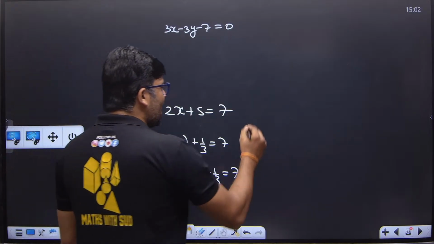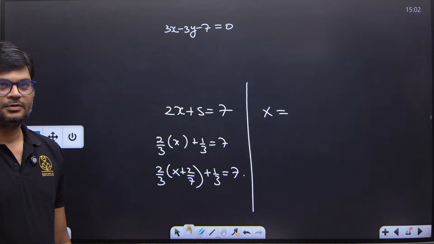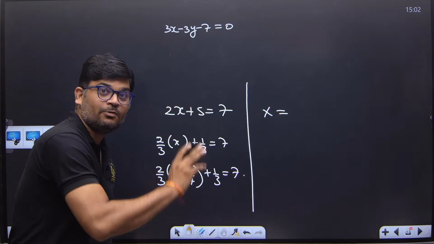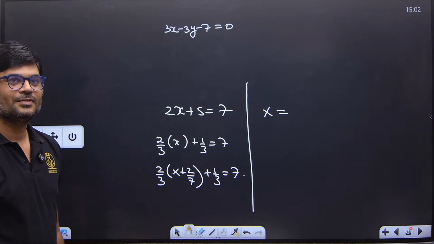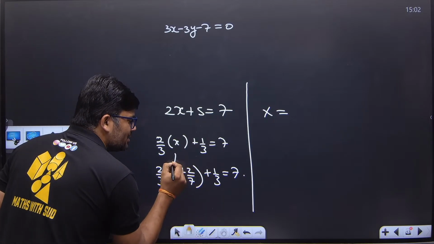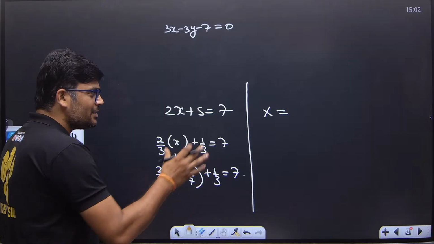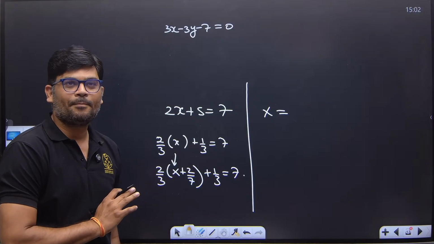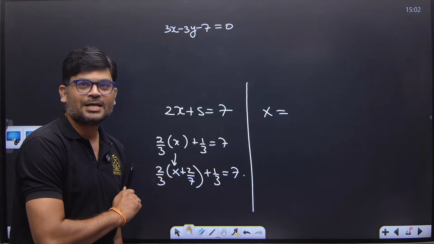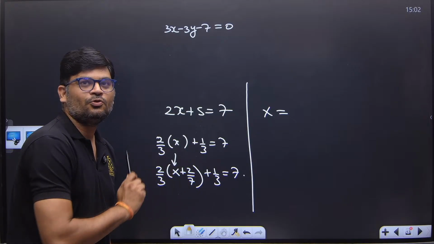If I ask you to solve x from here in one step, how can you do that? It's very easy. You focus on this, see what has happened to x. You have understood the journey of x. First 2 by 7 was added, then it was multiplied by 2 by 3, and 1 by 3 was added, and then you got 7.